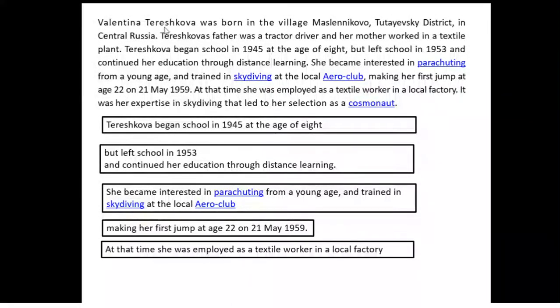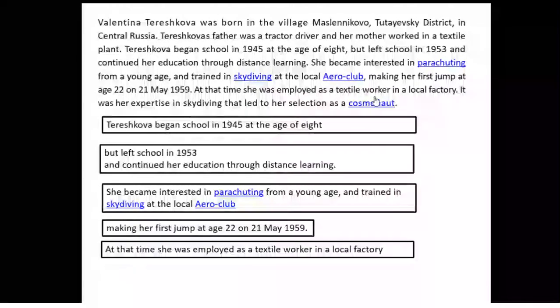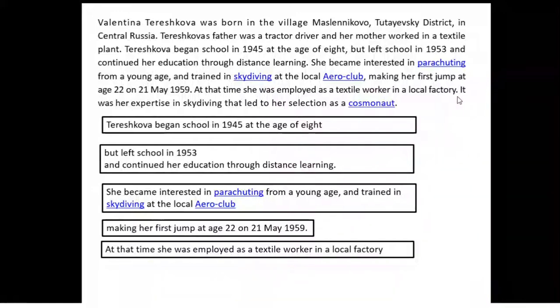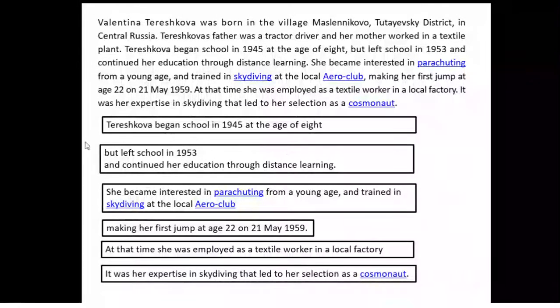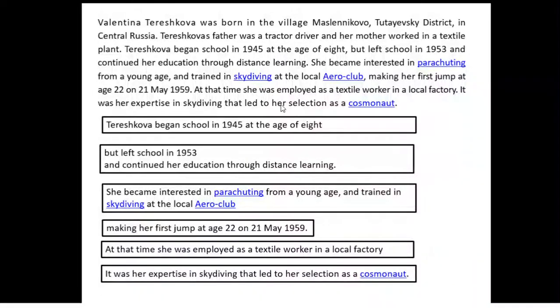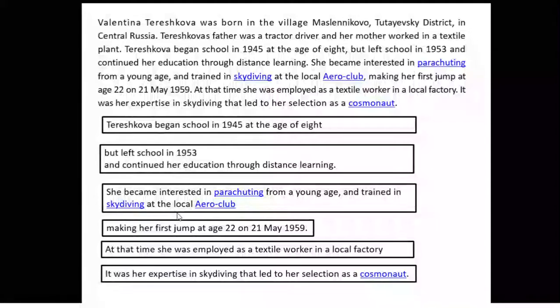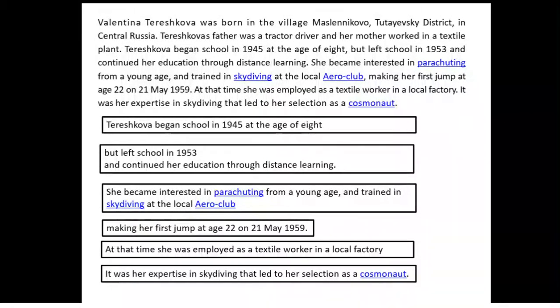Here you find another point. At that time, she was employed as a textile worker in a local factory. And the last point here, it was her expertise in skydiving that led to her selection as a cosmonaut. So, these are the points appropriate for the question. Now, you will have to process these points as a short note.